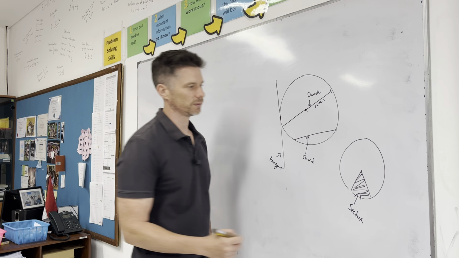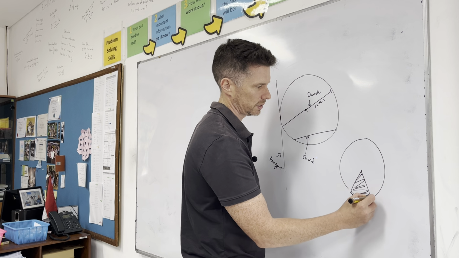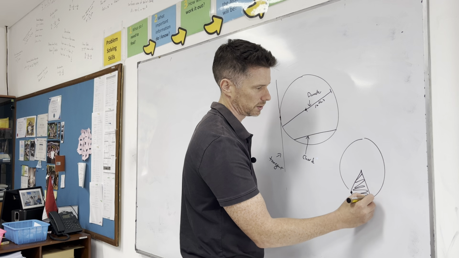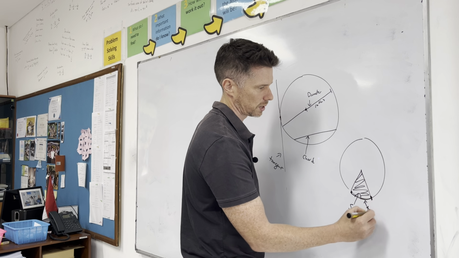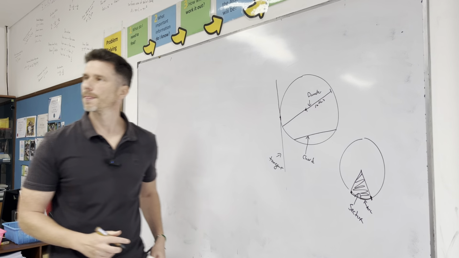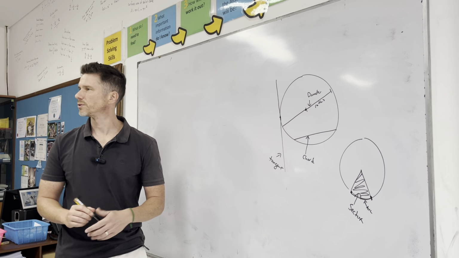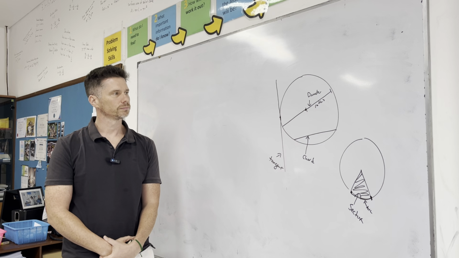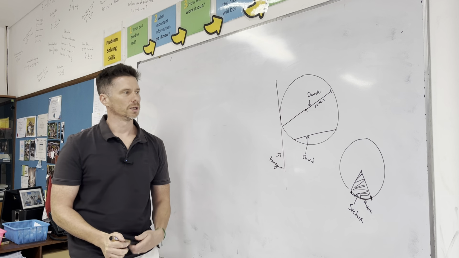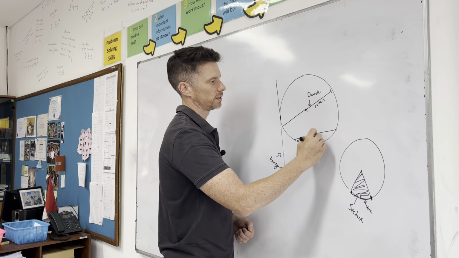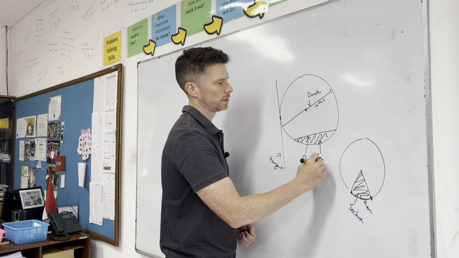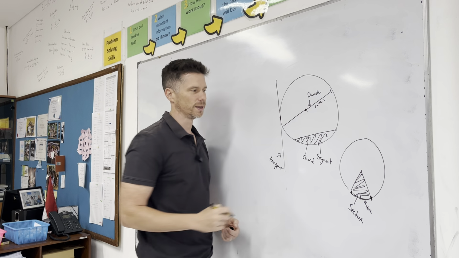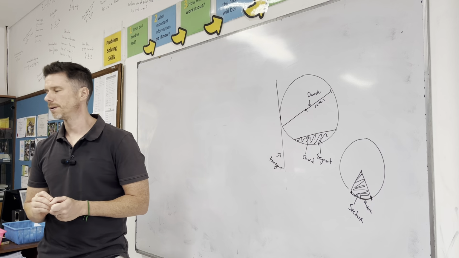Sorry, I don't have arc there. Arc is this distance here. The length of an arc, it's a part of the circumference, is an arc. And if you have this, it's called a segment. If you have an area, the chord is the line, the segment is the area.